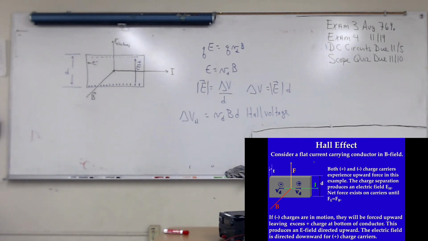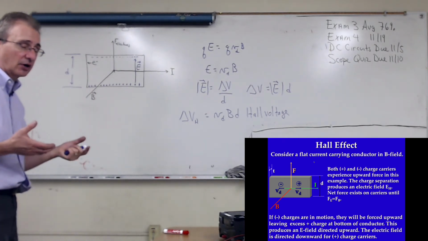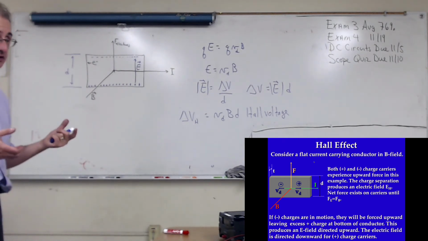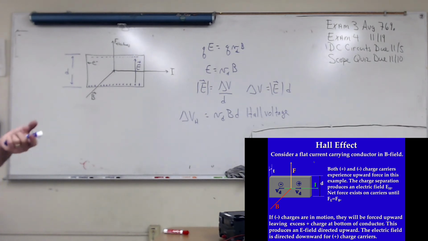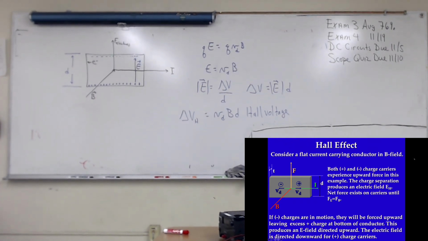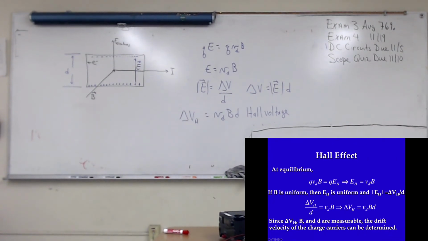If you know the characteristics of your material, you can use the Hall effect and the model for current to determine, for example, the number of charge carriers per unit volume in your conductor. You can use the Hall effect to determine whether it's the electrons or the positive charges that are moving in the wire. That's why this effect is important.